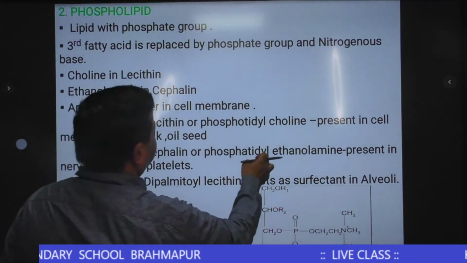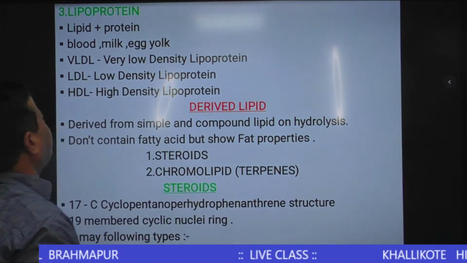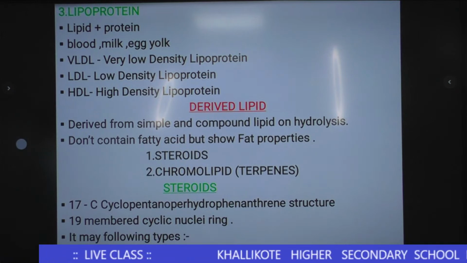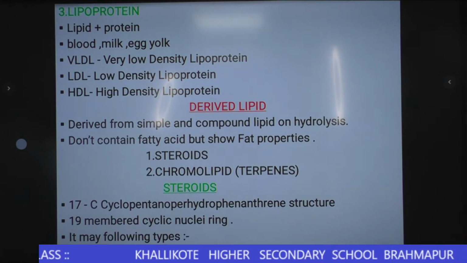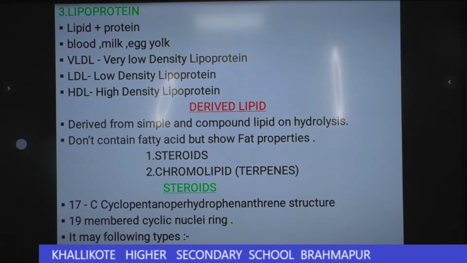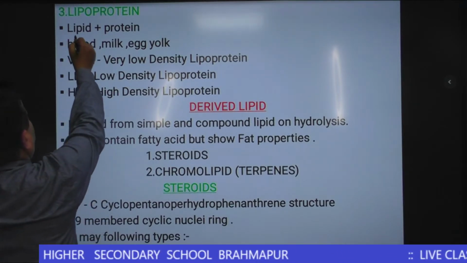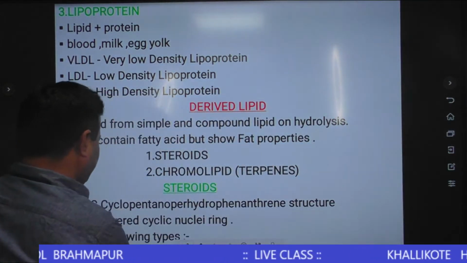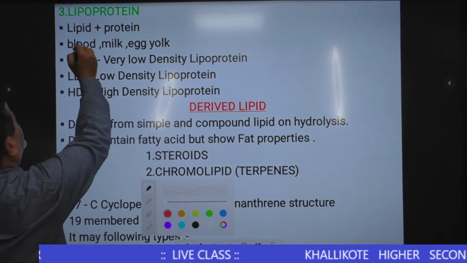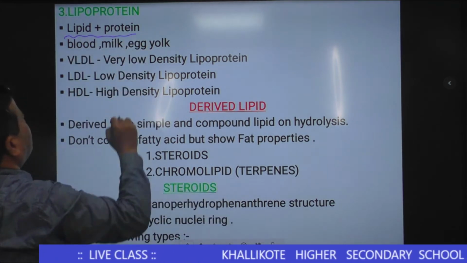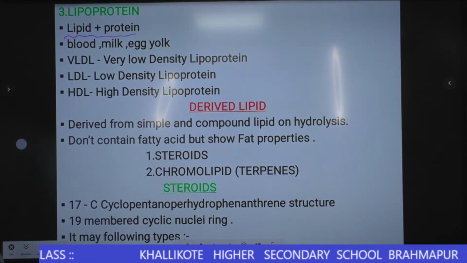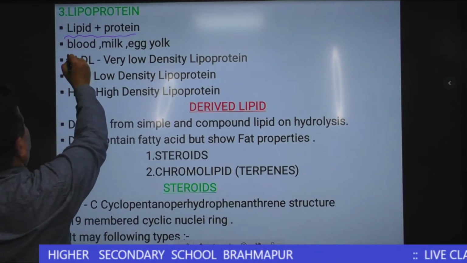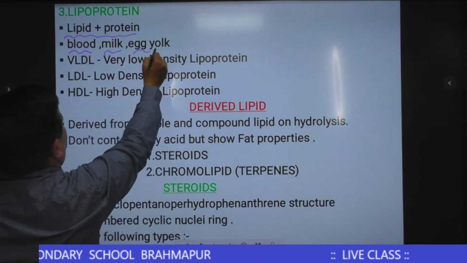Then comes lipoprotein, the third type. Lipoprotein generally has two components, that is lipid and protein. When lipid and protein are combined with each other, that forms lipoprotein. This is the third type of compound lipid, but they are mostly available in blood, milk, egg yolk.